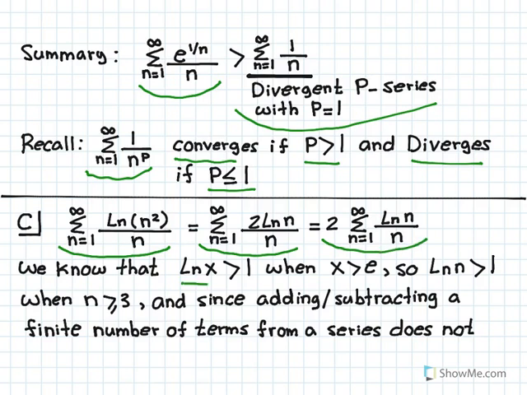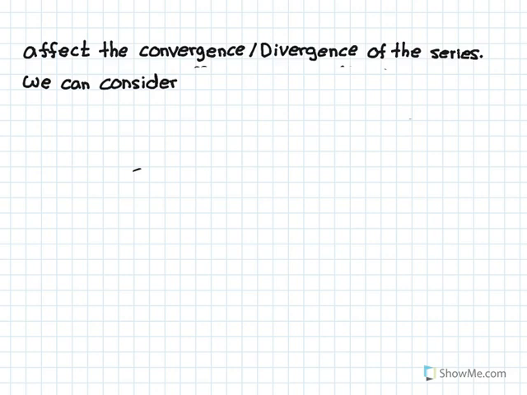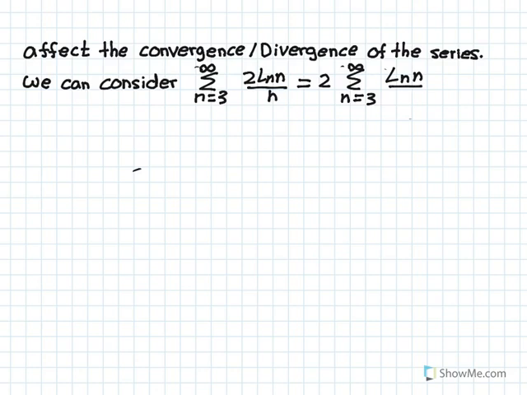Now we know that log x is greater than 1 when x is greater than e. So we can say log n, n being an integer, is greater than 1 when n is larger or equal to 3. And since adding or subtracting a finite number of terms from a series does not affect its convergence or divergence, we can consider the index starting at 3 rather than at 1: n equals 3 to infinity, 2 log n divided by n. Factor out the 2, put it in front of the summation: 2 times summation n equals 3 to infinity log n divided by n.